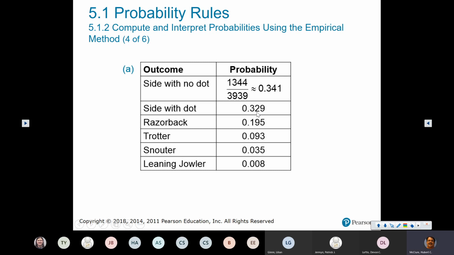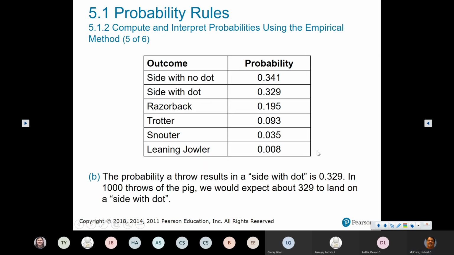B would be 0.329, right there. Now that means if they throw the pig 1,000 times, and you move the decimal 3 places to the right, that's 329 times it would land on the side with a dot.